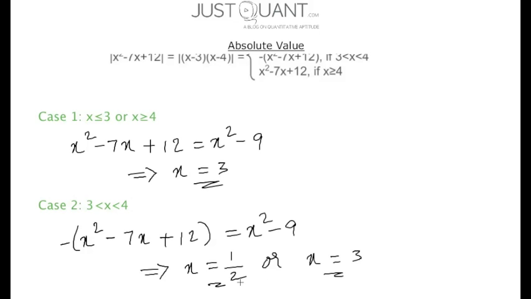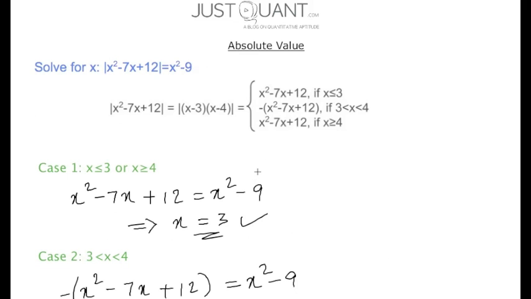But these values of x are not satisfying the case that x must be between 3 and 4. Hence, this is not a valid solution. But in case 1, x equal to 3 satisfies our case that x is less than or equal to 3 or x is greater than or equal to 4. Hence, x equal to 3 is a valid solution of this equation, right? So the value of x for the equation absolute value of x square minus 7x plus 12 equal to x square minus 9 is x equal to 3, right?